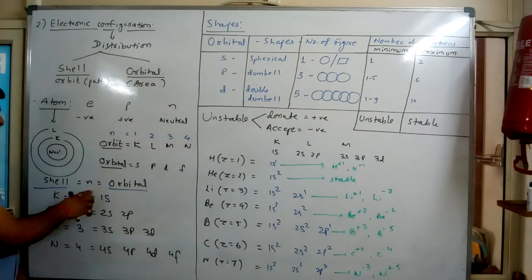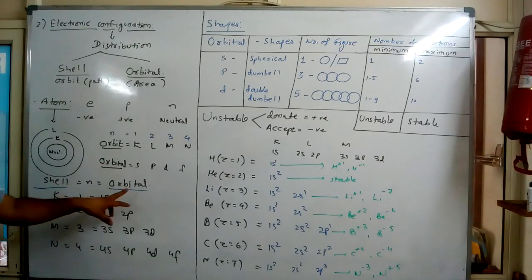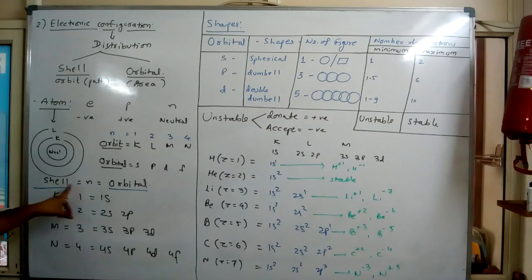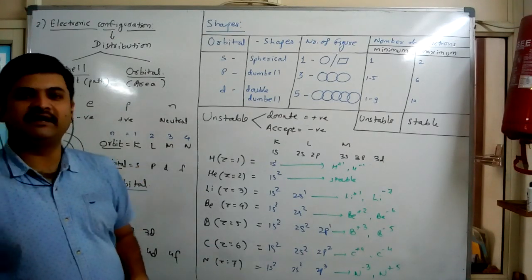So on the basis of this distribution, we can say that orbit depends upon orbital, but orbital does not depend upon orbit. Now we will discuss here how distribution of electrons can be done.